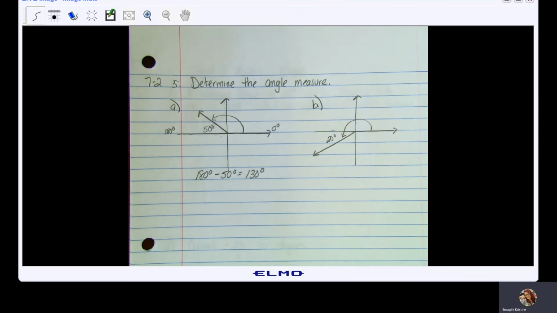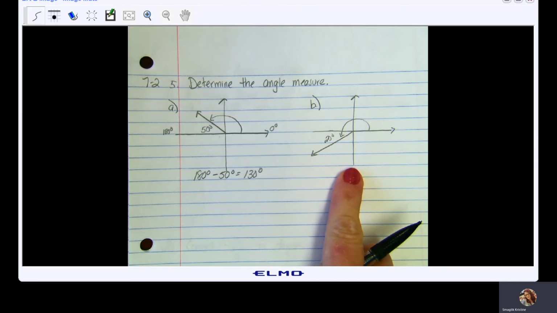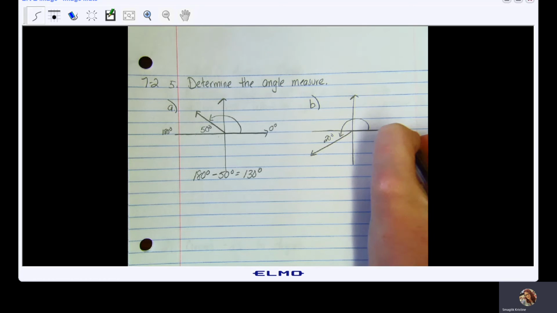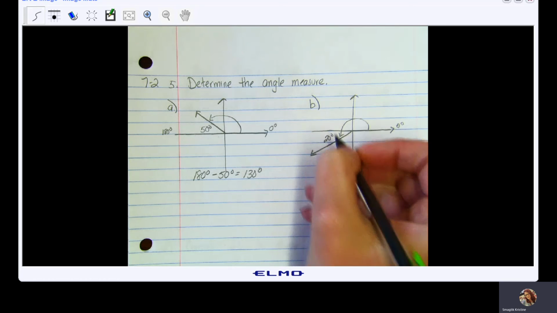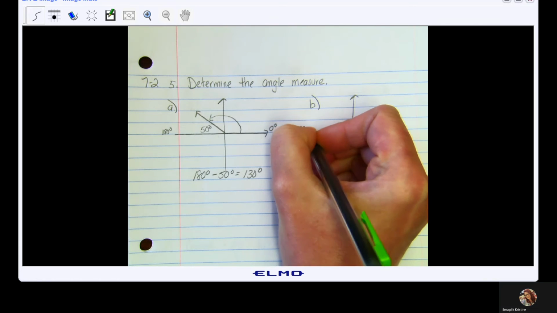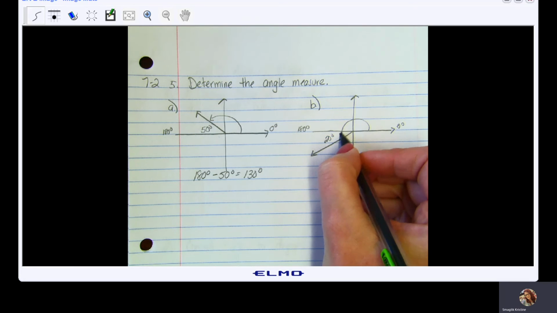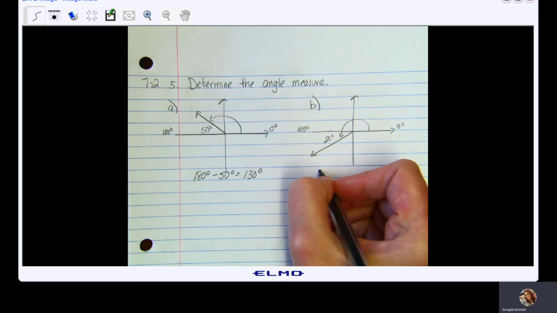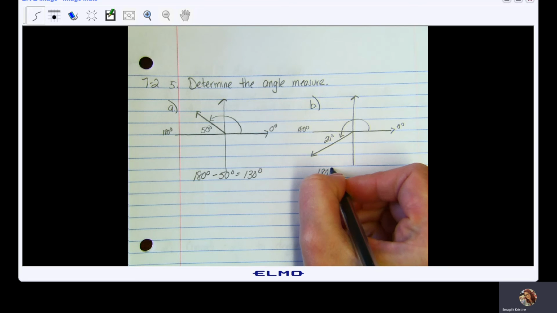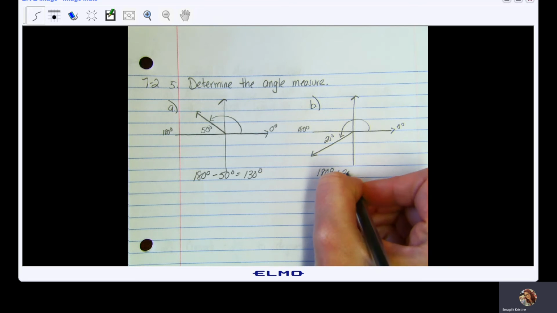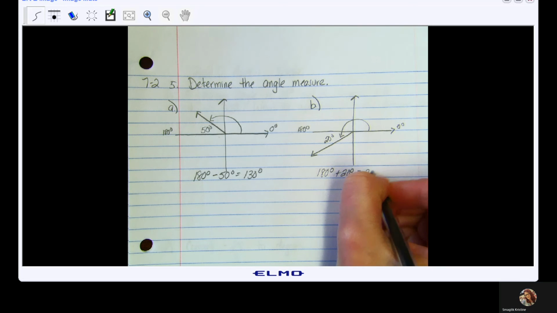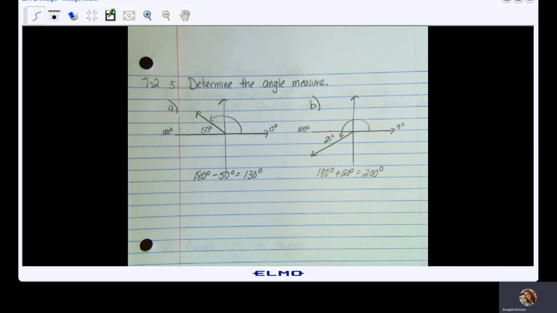If I look at number B, letter B here, now here I'm into quadrant 3. So I've gone past 180 degrees. So I'm going to have 180 degrees plus 20 degrees equals 200 degrees.